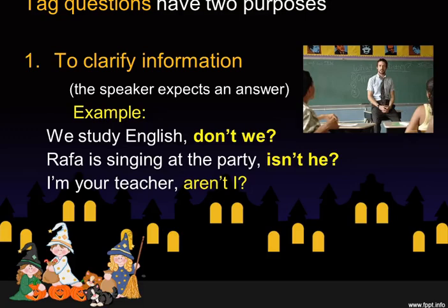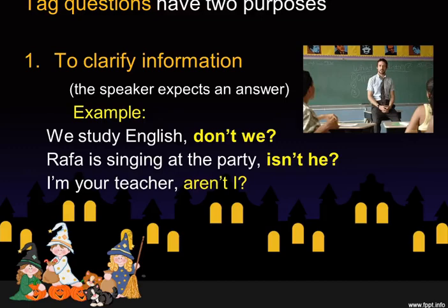Rafa is a male, a man. Rafa is singing at the party, isn't he? Isn't he? The person is asking. Sometimes at the time of speaking about Rafa, he is singing on the stage or at the party. So the person talking about Rafa asks the question, isn't he? Or isn't Rafa, or any other person like that. Only for this purpose we are using tag questions.